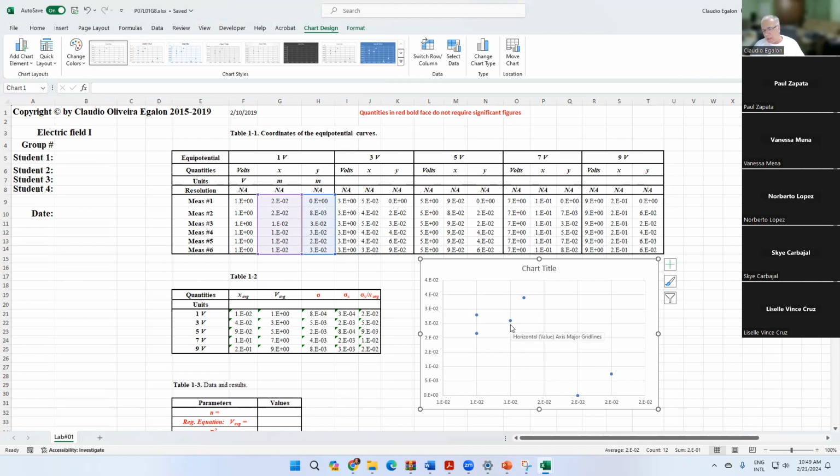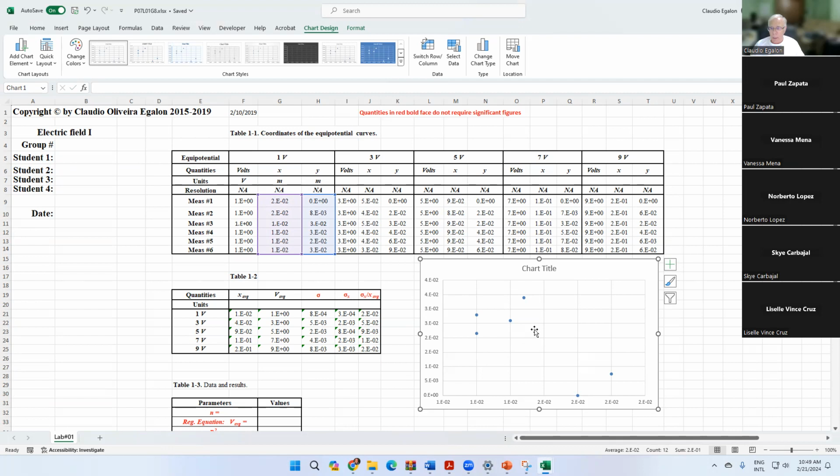You cannot see any pattern whatsoever, and there's a reason for that, okay? But very soon you're going to start to see a pattern there. You can see the y-axis goes from 0 to approximately 4 centimeters, okay? And the x goes from approximately 1 centimeter to 2 centimeters.